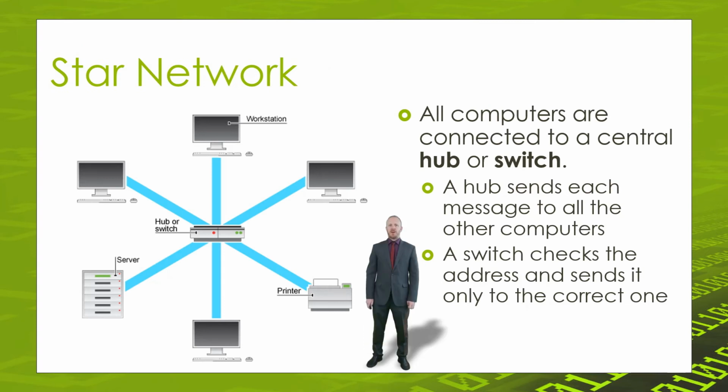The third topology, and one of the most common topologies in business networks, is called a star network. In a star network, all computers are connected to a central hub or switch. A hub and a switch do a very similar job. A hub, however, sends messages to every computer and they decide whether or not to respond to it, but a switch checks the message to only send it to the correct computer.